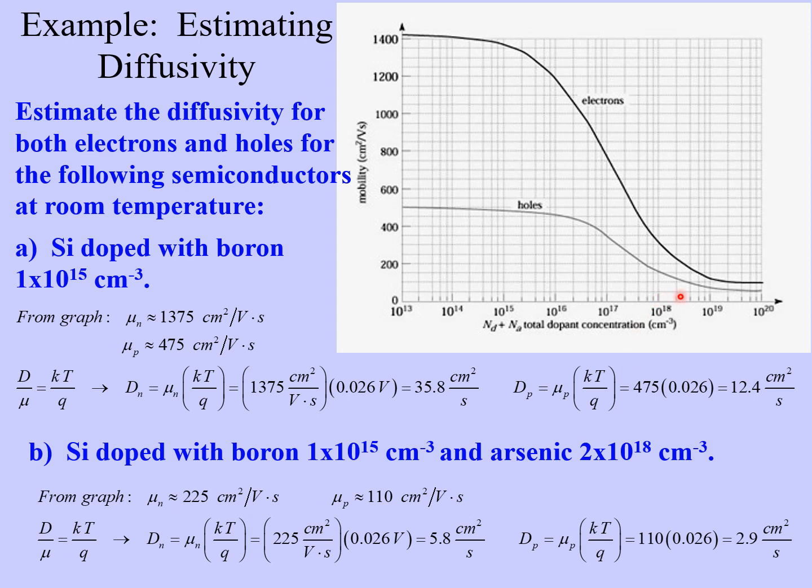And so we're somewhere over here on the graph. If we go up to this point here and take it across, I estimated a value of 225 for electrons. For holes, again we're somewhere down here, and I estimated about 110. Then again, the diffusivity is just equal to the mobility times the thermal voltage. So for electrons, 225 times 0.026 is 5.8. And for holes, 110 times 0.026 is approximately 2.9.